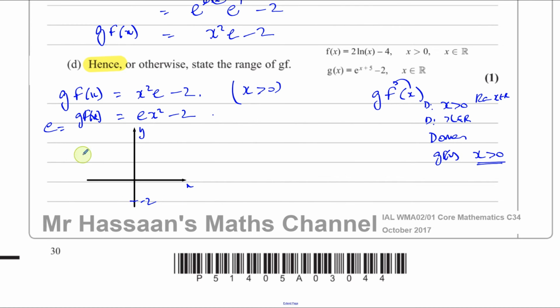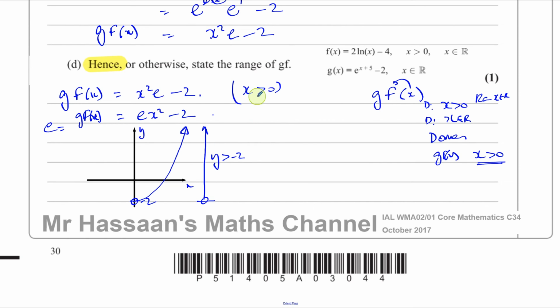However, there are no negative inputs for x, because you can't put any values of x less than 0. So this is going to start from here, and it's not going to include this point itself. X equals 0 can't be included, and it's going to go like this, with this type of shape. So we can see the range of this function starts from just above minus 2, and it goes on forever upwards. So we can say the range is y is greater than negative 2, not equal to.